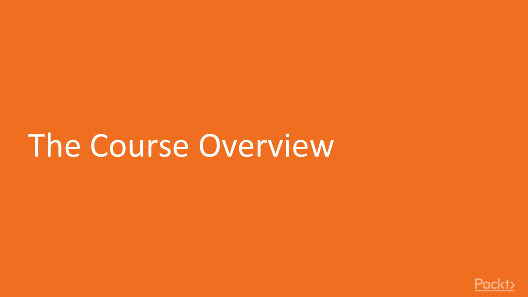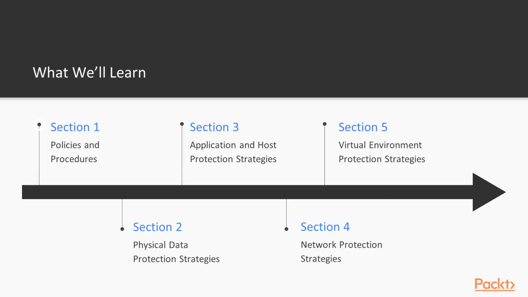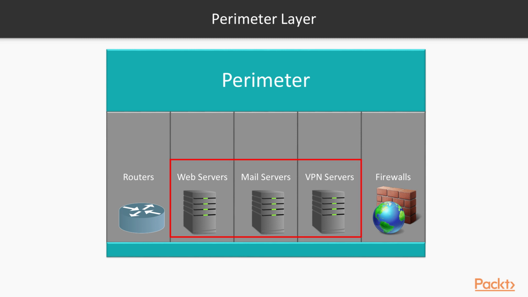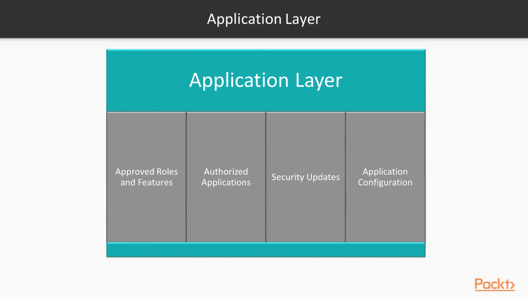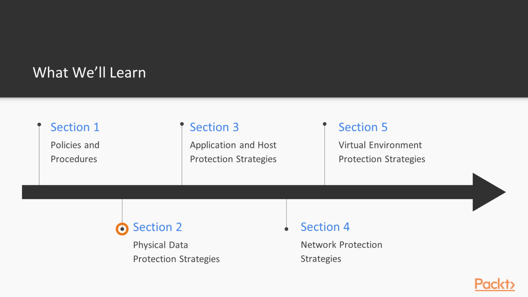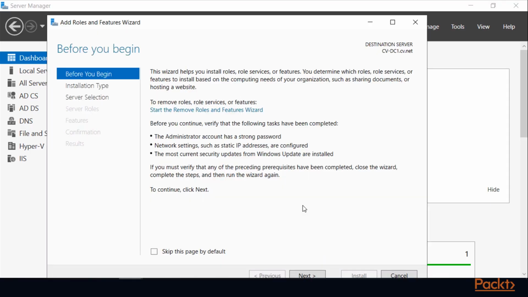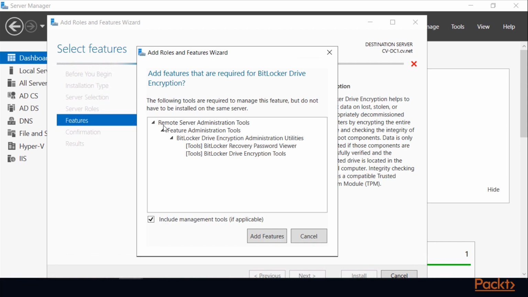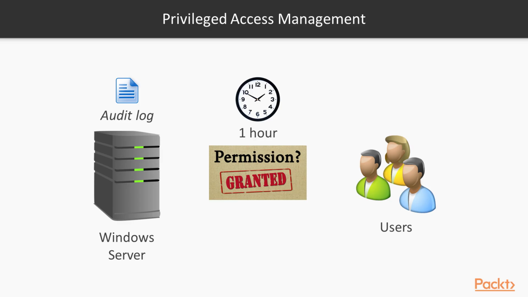Let's begin with a brief overview of this course. We'll begin with policies and procedures, where you will be introduced to the Defense in Depth model that provides the framework and guidance for securing the compute environment. Then you'll receive a brief overview of the recommended procedures and practices for physically securing the compute environment, with a focus on file and data level encryption and using privileged access management tools to facilitate the principle of least privilege.